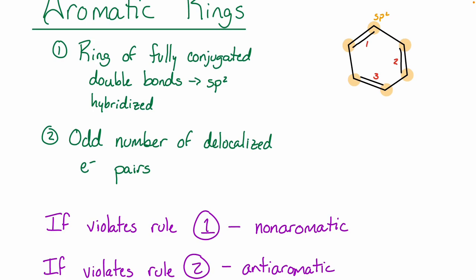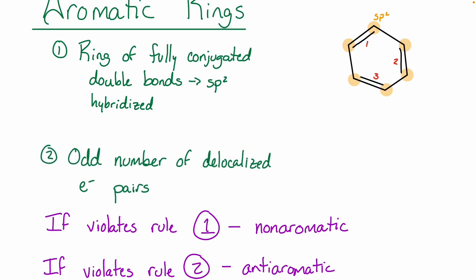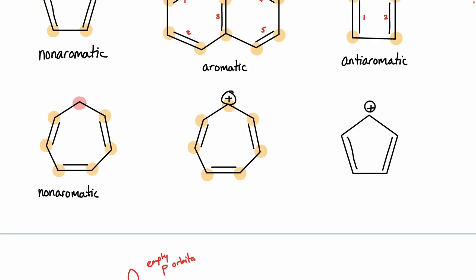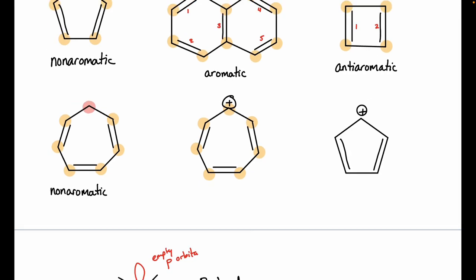So let's just make a note. For rule one, we said we had to have a ring of sp2 hybridized atoms. We can just remind ourselves that carbocations are sp2. They have an empty p orbital. All right, so with that in mind, I want you guys to finish off these last two structures for me. Tell me whether it's non-aromatic, anti-aromatic, or aromatic.